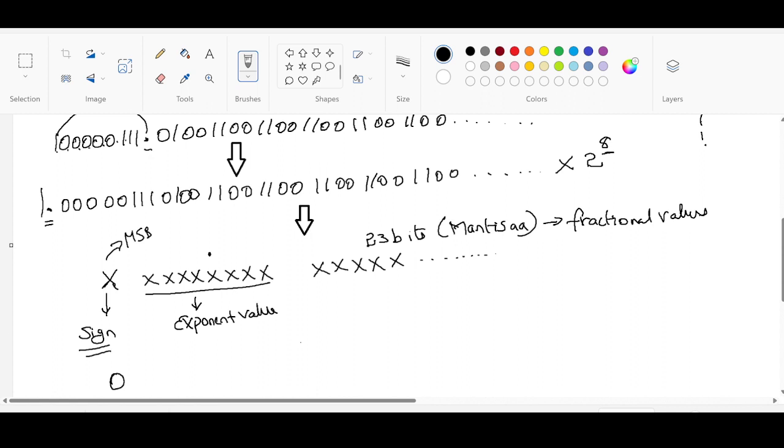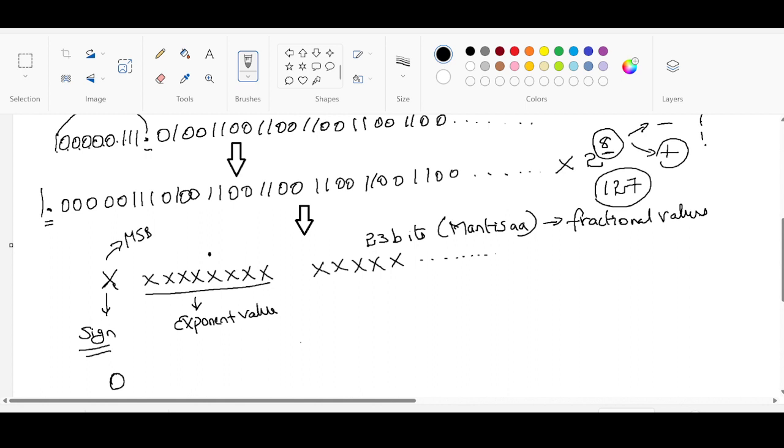Whenever you are considering the exponent part, we should also consider the bias. We need to take care of the bias, right? The exponent can be a negative number or a positive number. In our case, the exponent value is a positive number. So the bias value is 127. For 8 bits, it's 127 because 1 bit is reserved for the sign, and the remaining 7 bits give 127, right?